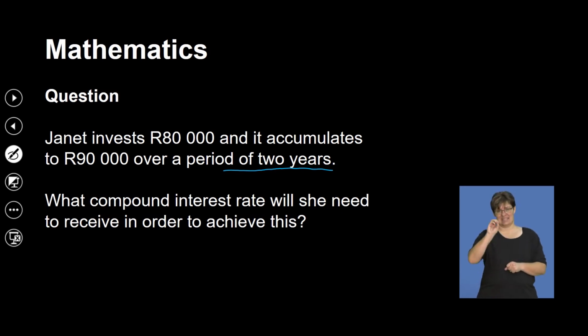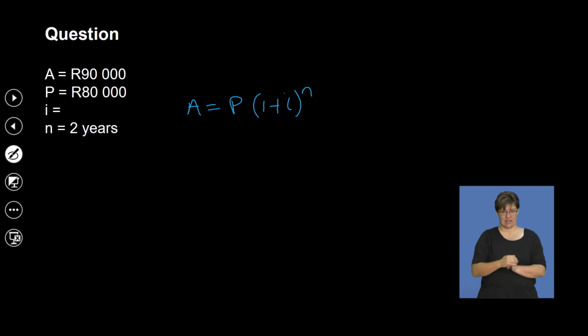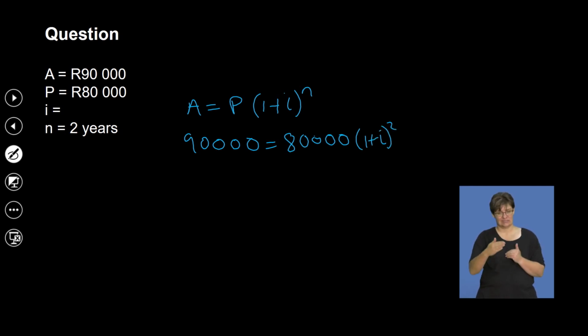What interest rate must she then talk to the bank about in order to get this? So this will be A equals P into (1 plus i) to the exponent of n. So we are trying to find what interest rate must she negotiate with the bank, to say, please give me this interest rate in order to get 90,000 if she's investing 80,000 into the bank, and this is for a duration of 2 years.